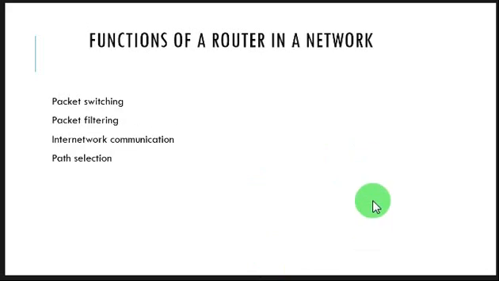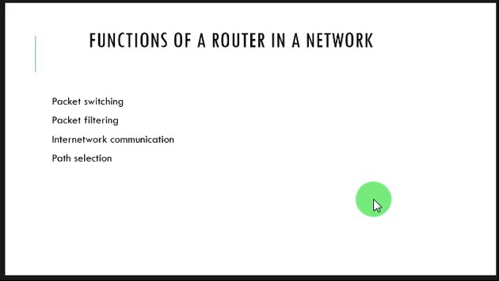Okay, so we can see now the functions of a router in any network. We have four main different functions of a router. Number one is packet switching. How does a router switch packets? Routers, also known as layer 3 switches, use logical addressing, IP or IP version 6, for packet switching. Number two, we have packet filtering. A router can also provide packet filtering using access lists.